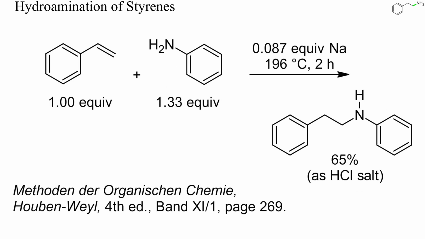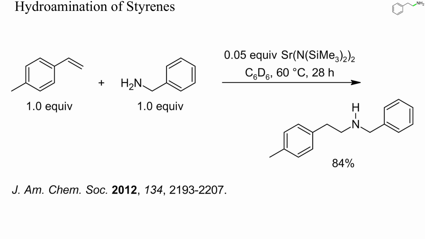At almost 200 degrees Celsius, also aniline could be added to styrene. This reaction was catalyzed by metallic sodium, which converts aniline into sodium anilide. Much milder amination conditions could be realized with a strontium amide as catalyst. No tertiary amines were formed by twofold alkylation of benzylamine.